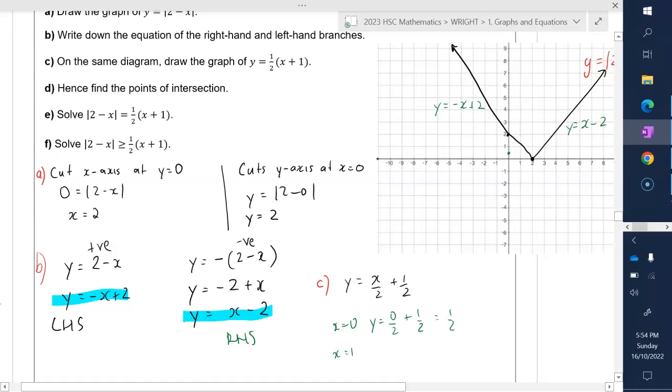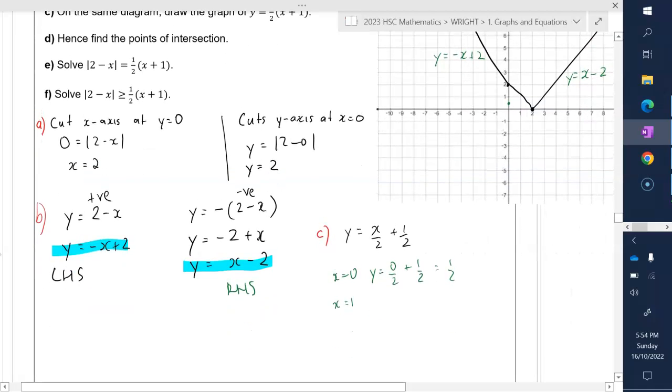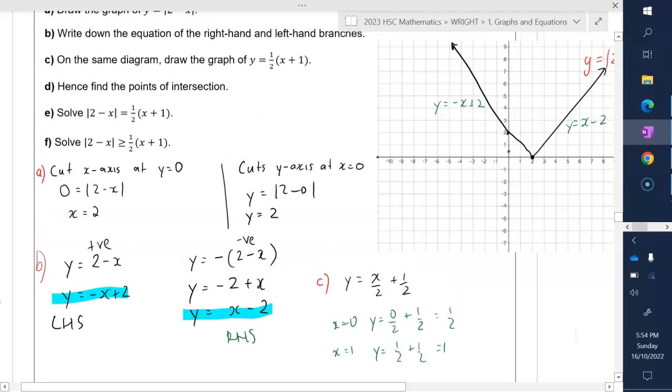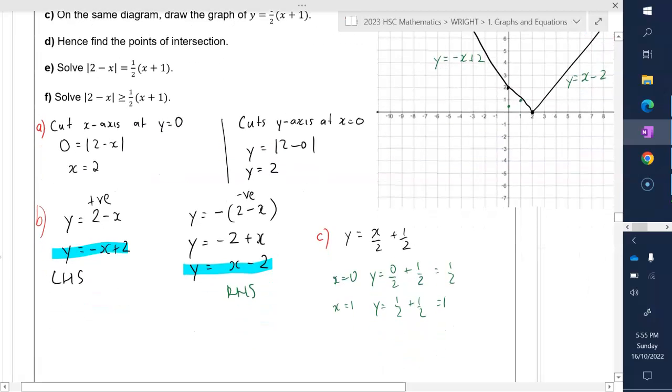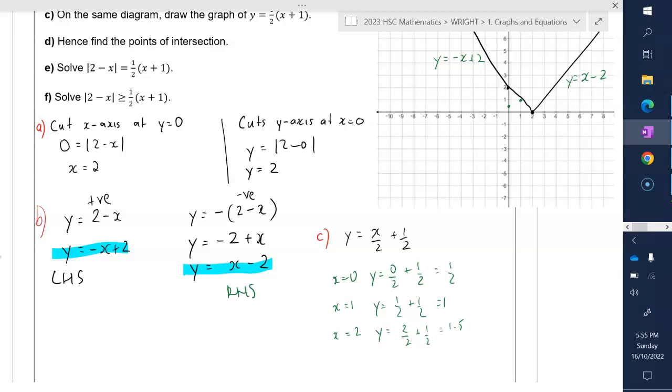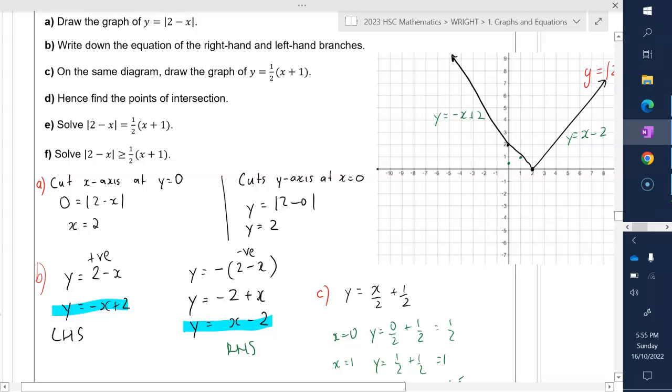We'll just go x is 1. Probably should have done a table of values, so that would have been a little bit easier. So when x is 1, y is equal to a half plus a half, which is 1. So when x is 1, y is 1. So we're up here. So I've got 2 points. We might just do another one. When x is 2, y is equal to 2 over 2 plus a half, which is 1 plus a half, which is 1.5. So when x is 2, we've got 1.5. So we've got a line in there that we can draw.